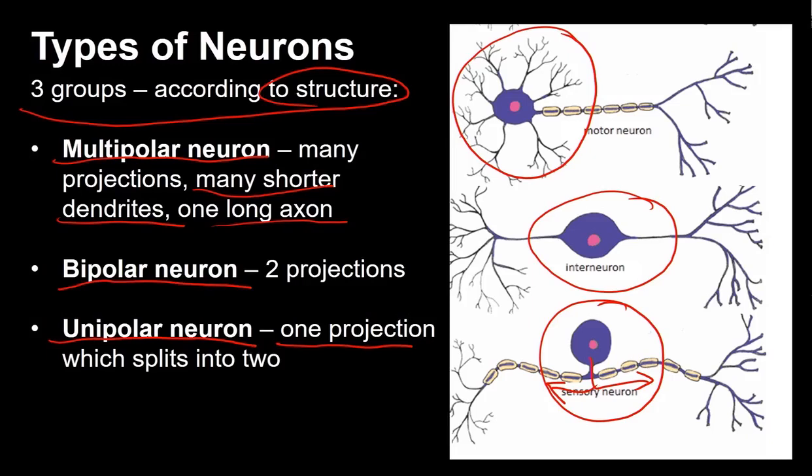And when you get to matric, you will learn more about what these different types of neurons do. At the moment, I think your neurons probably need a break.